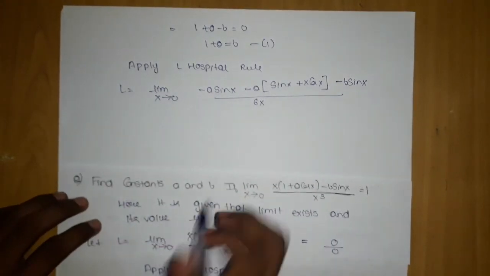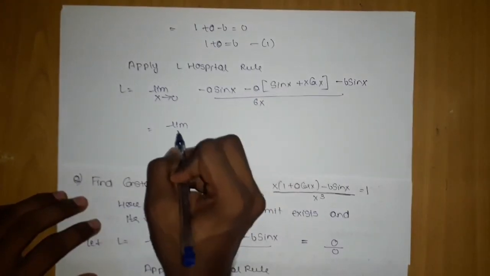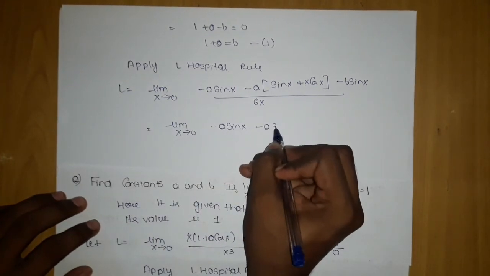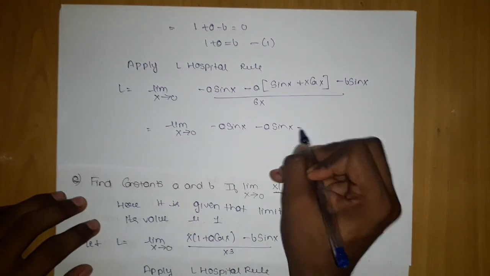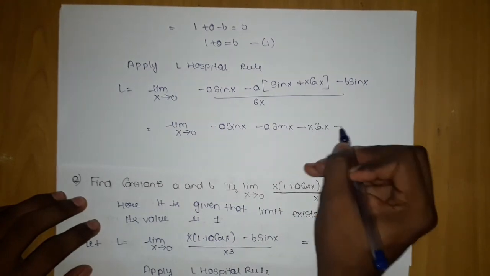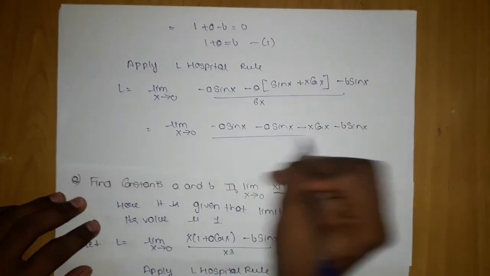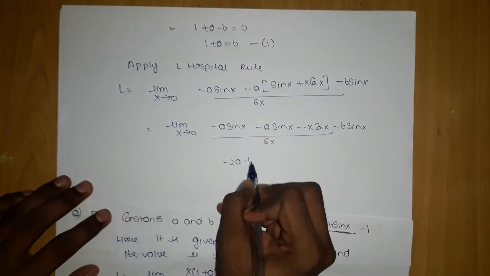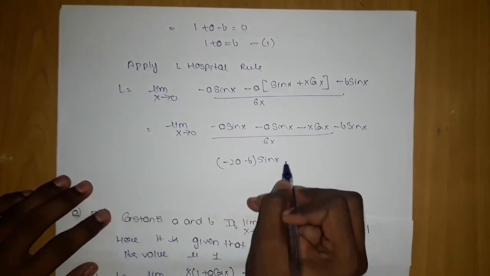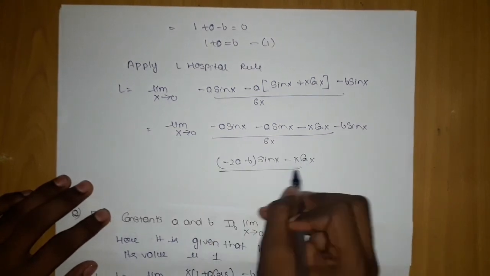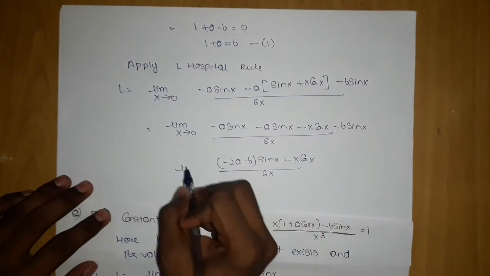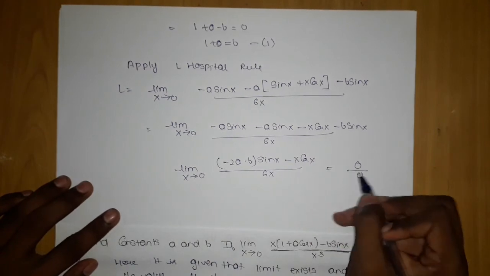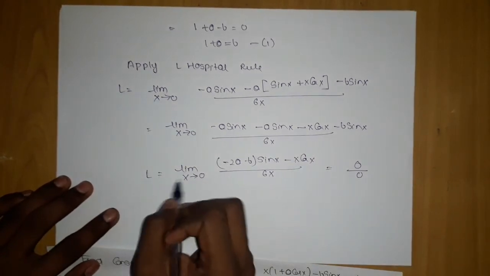If I simplify, a sin x minus a sin x minus a sin x minus x cos x minus b sin x whole by 6x, we are left with minus 2a minus b sin x minus x cos x, the whole by 6x. If I put the values, I am getting 0 by 0, which is an indeterminate form. I will apply L'Hopital's rule.